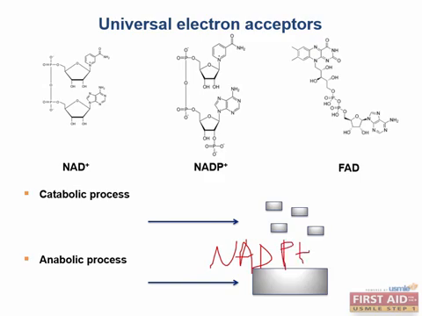NADPH can be created using the hexose monophosphate shunt, otherwise known as the HMP shunt, which we'll cover soon. It's also used in other places, like during the respiratory burst, to create oxygen radicals to damage bacteria, in the cytochrome P450 system that we'll cover in pharmacology, and by glutathione reductase to reduce glutathione.